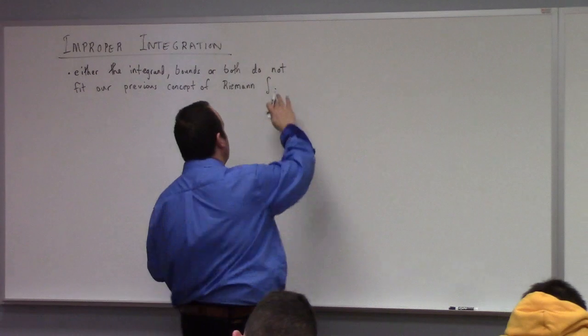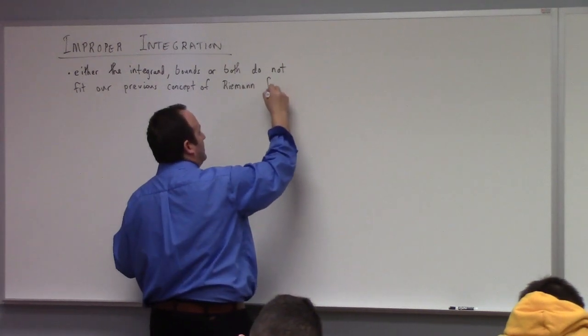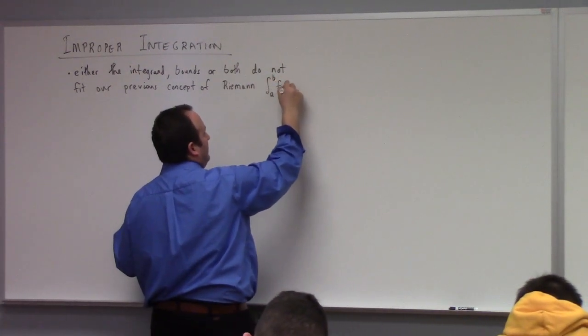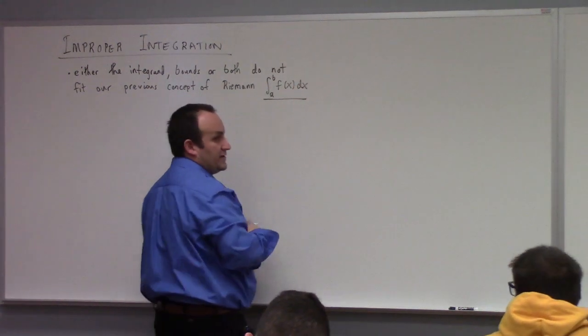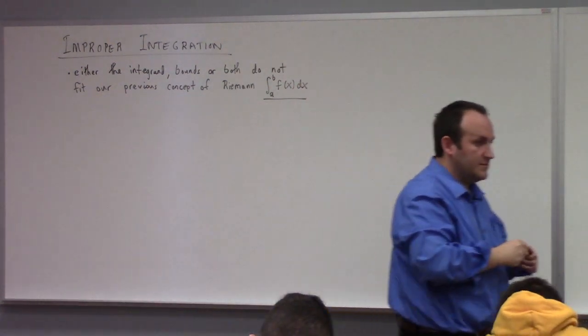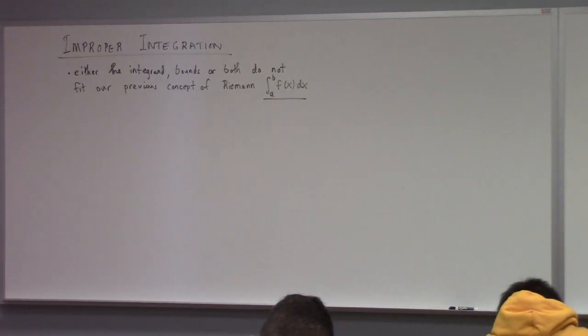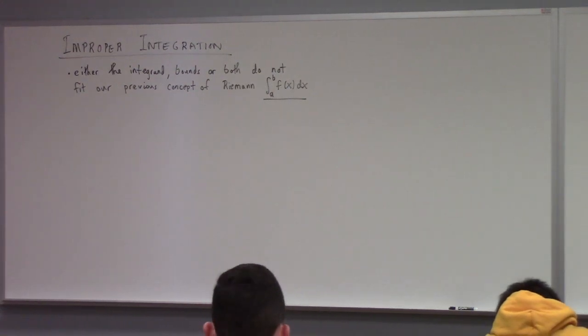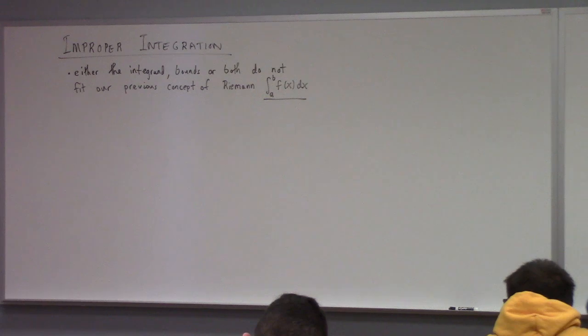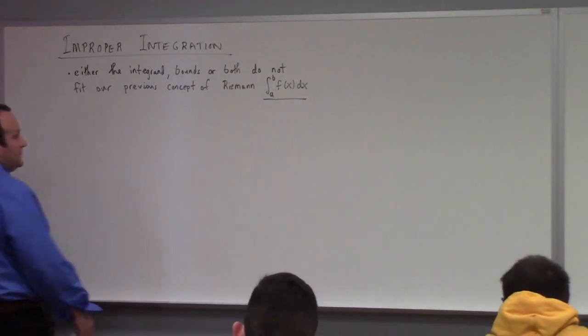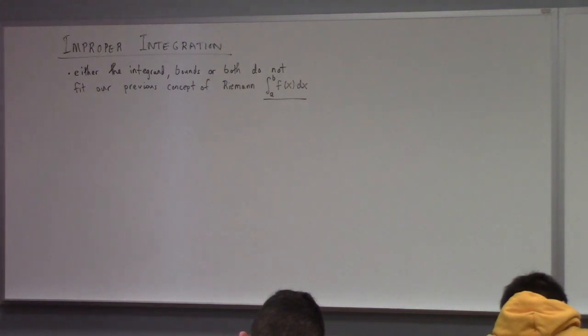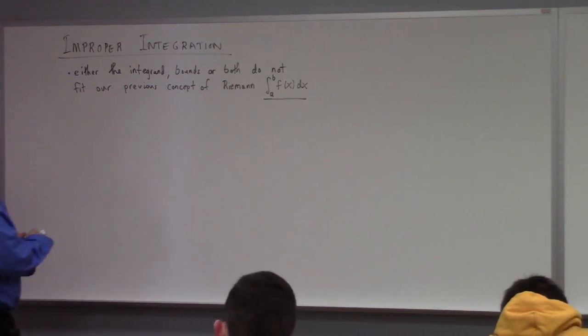To remind you what I'm talking about, the integral from a to b of f of x dx. This is what I mean by the Riemann integral, right? The signed area from a to b. Now, how do we remedy this? What do you do if the bounds or the integrand don't fit our previous concept? What do I mean by that?